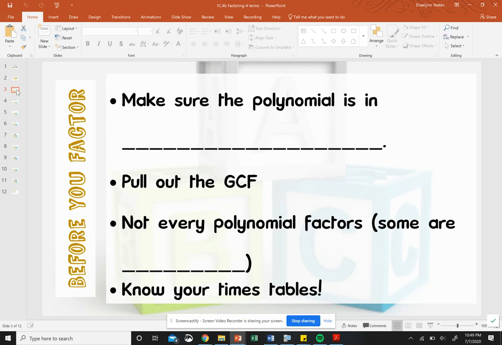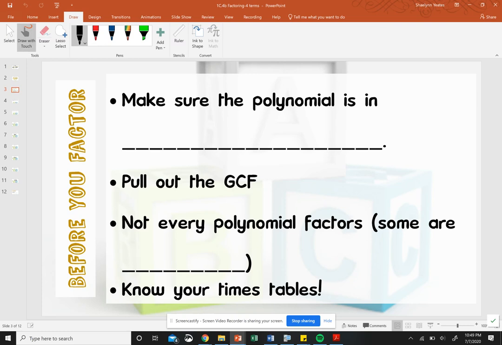All right, so like we've talked about before, before you factor, you need to make sure of a couple things. Make sure the polynomial, first of all, is in standard form. Meaning like it's x cubed plus x squared plus x plus 1. It goes in descending order of exponents, okay? Next, you're going to pull out the GCF. If you forget this step, it is recoverable, but it gets messier, and you're more likely to make mistakes. So always try to pull out the GCF first.